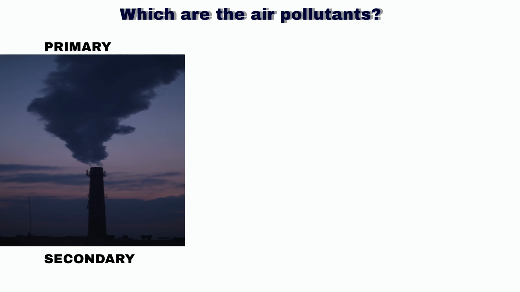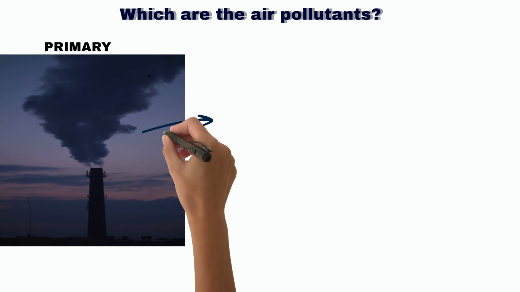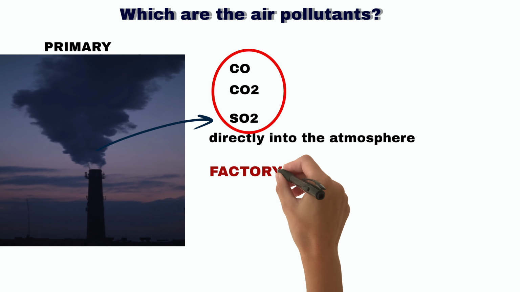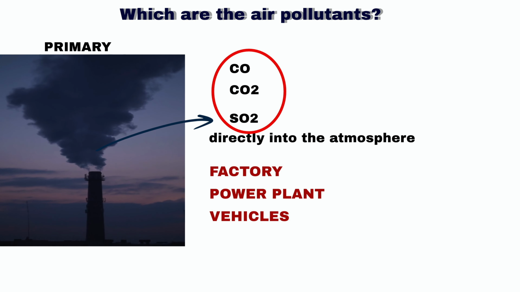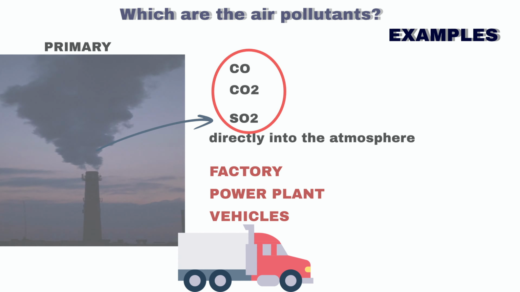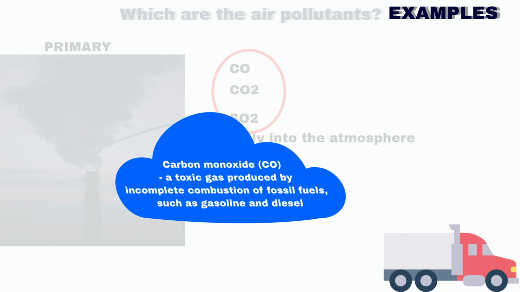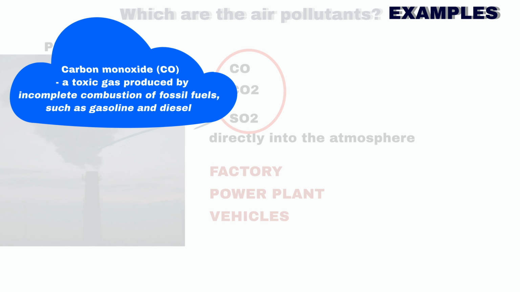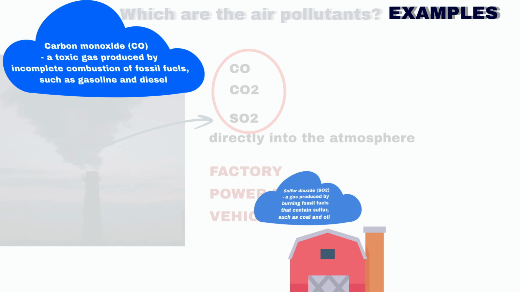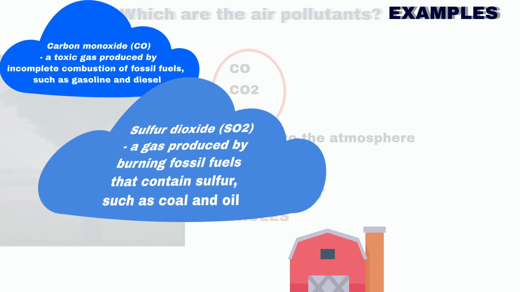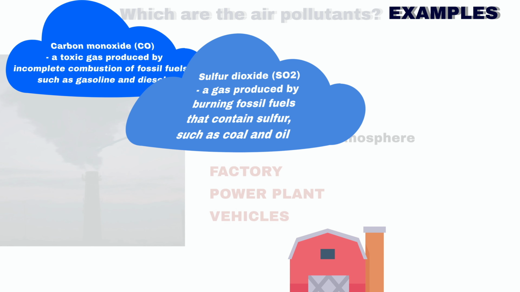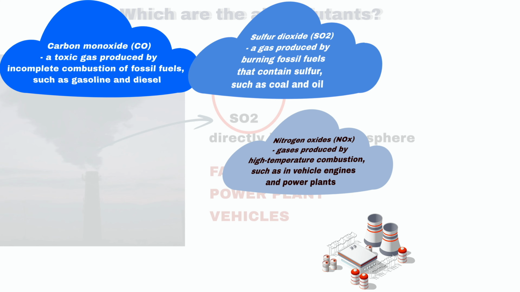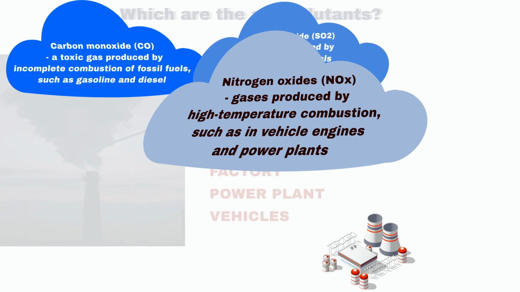Primary pollutants are pollutants that are emitted directly into the atmosphere from a specific source such as a factory, power plant, or vehicle. Examples of primary pollutants are carbon monoxide, a toxic gas produced by incomplete combustion of fossil fuels such as gasoline and diesel. Sulfur dioxide, a gas produced by burning fossil fuels that contain sulfur such as coal and oil. Nitrogen oxide, gases produced by high temperature combustion such as in vehicle engines and power plants.